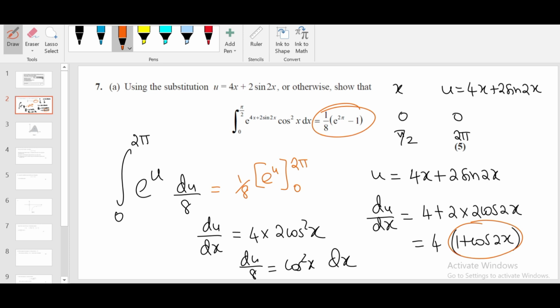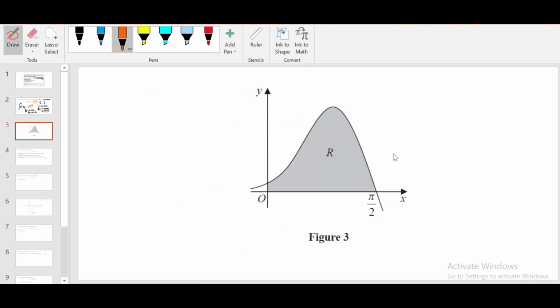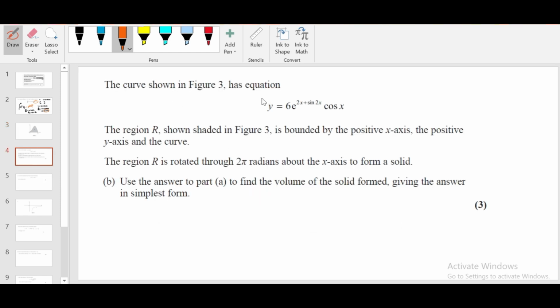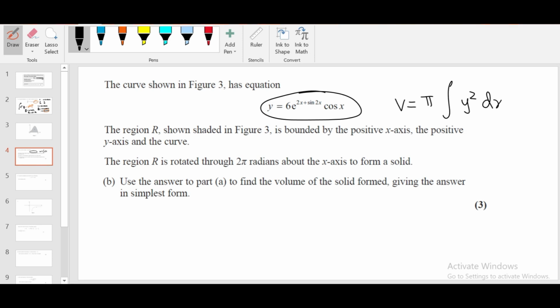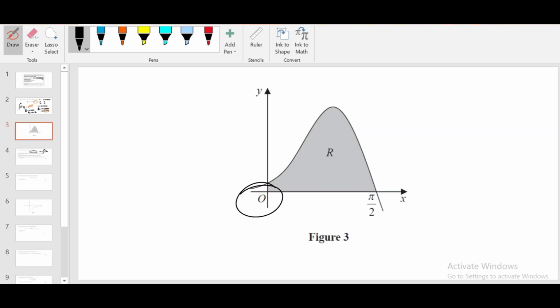That's all. Part B of the question has a figure with a shaded region, with 0 to pi over 2 as the limits. The curve shown in figure 3 has this equation. The region R shown shaded in figure 3 is bounded by the positive x-axis, the positive y-axis and the curve. The region R is rotated 2 pi radians about the x-axis. Find the volume. The formula to find the volume is pi integral y square dx. In this case, if you look at the figure, the limit is 0 to pi over 2.